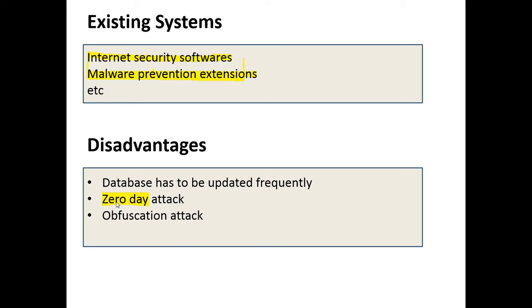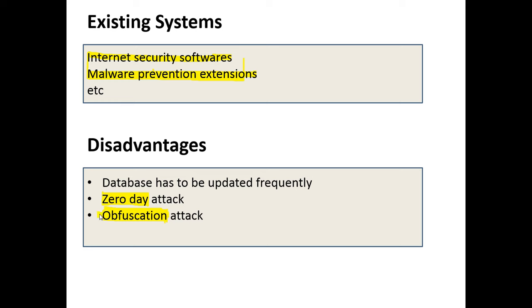Another attack which is not solved by the existing system is the obfuscation attack. The dictionary meaning of obfuscation is hiding. The people who write the exploit code are going to hide it inside the JavaScript.